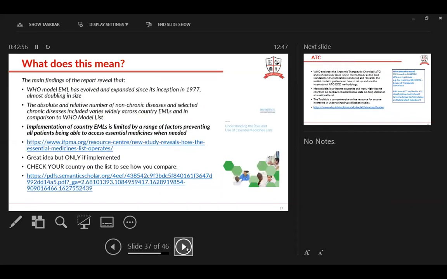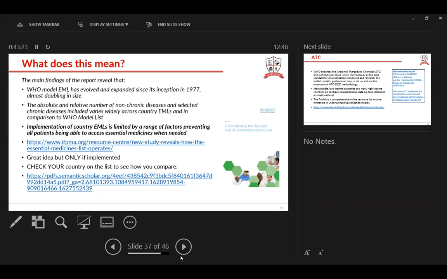What does this mean? The main finding of the report revealed that the WHO model EML has evolved and expanded since its inception in 1977, almost doubling in size. That means people are following, but it's being theoretical. We want to make the list practical now. From 1977, countries have established an EML, but is it working? No, that's why we need to push.